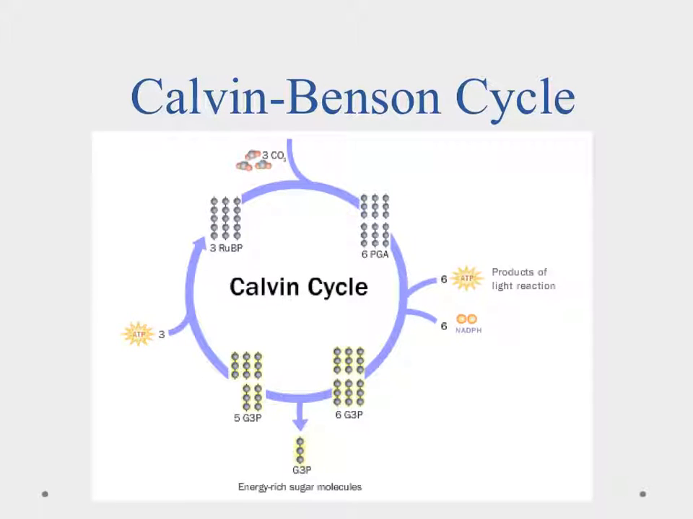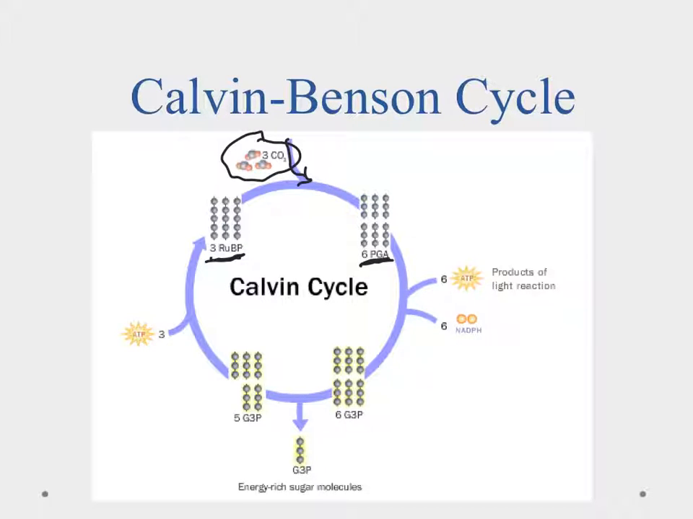So the Calvin-Benson cycle is the primary process of the dark reaction. And what we notice is we start off up here with our carbon dioxide molecules, and they're going to get put into the system here. So the carbon dioxide molecules are going to join up with these three RuBP molecules, and we're going to end up forming 6 PGA molecules over here.